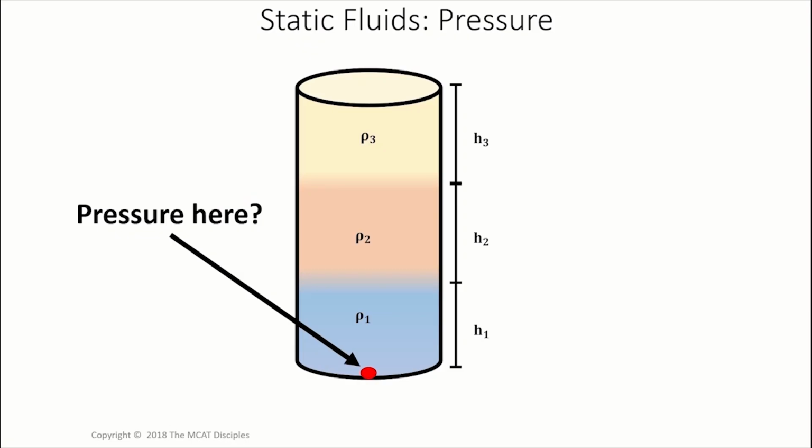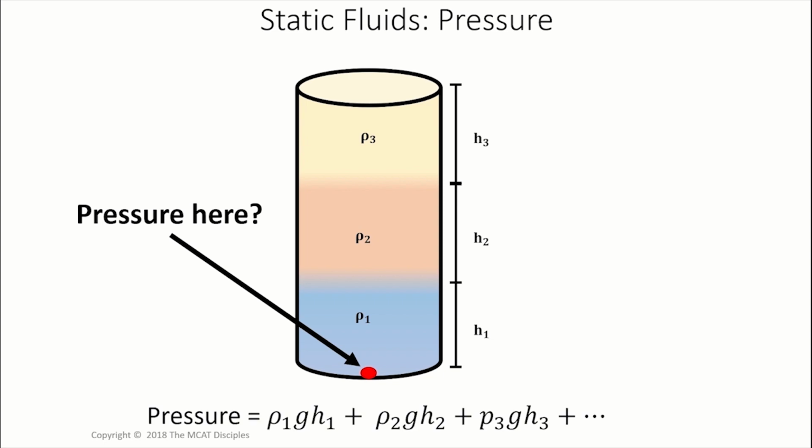Anyway, so what do you do with the situation where you have multiple fluids on top of a point and you want to know what the pressure is at the bottom of that container, for example? Well, you just take the rho GH of each fluid, you take the density of each fluid, and you calculate the pressure by adding them up. I think this is reasonable.